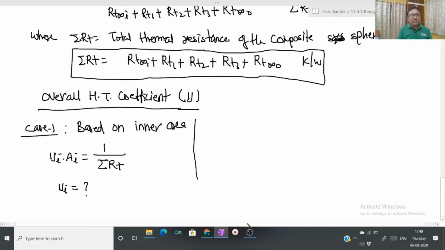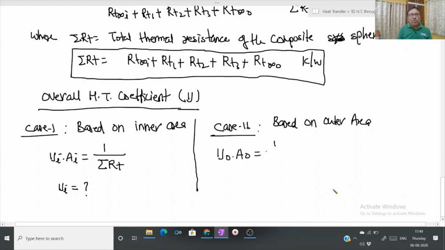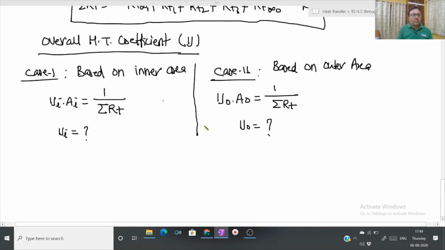And case 2, based on outer area. It can be given by UO AO is equal to 1 over summation of RT. From here you can get the expression for UO. So let us do it for this UI.